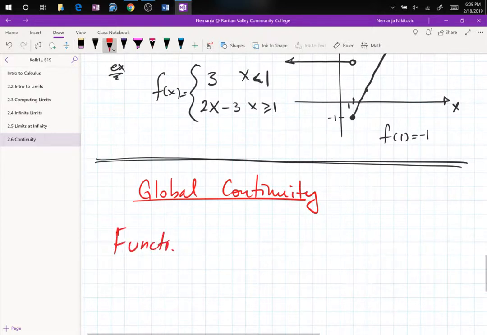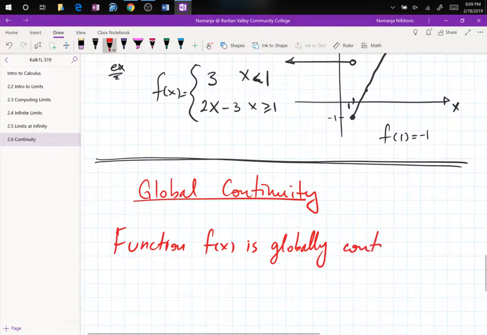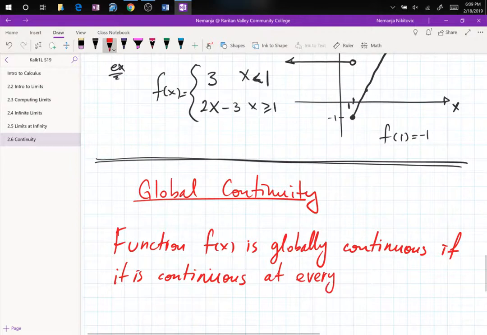A function f of x is globally continuous if it is continuous at every point in its domain. That's a lot of points to check, right? A lot.